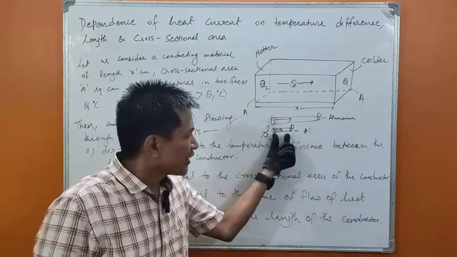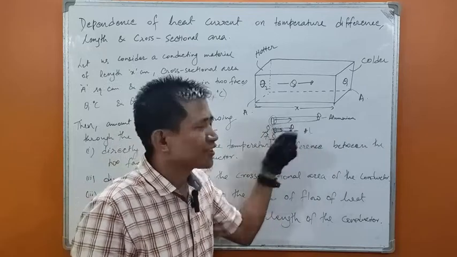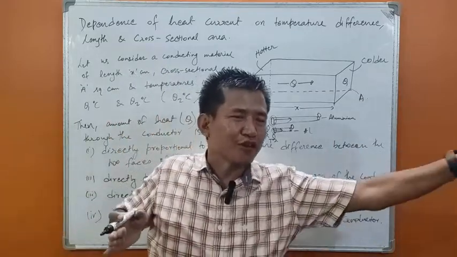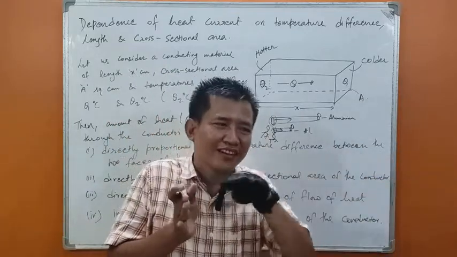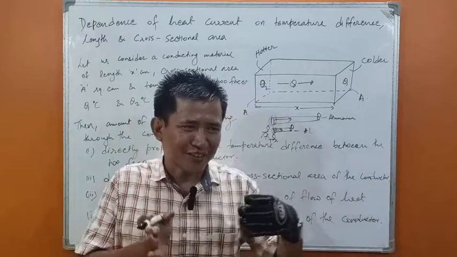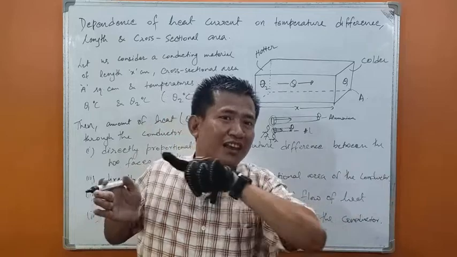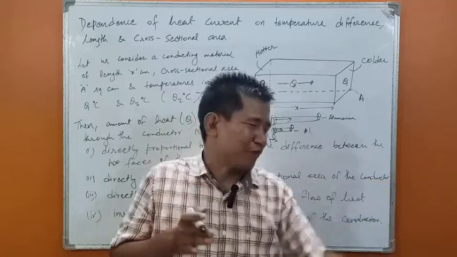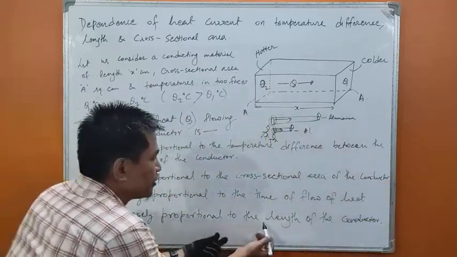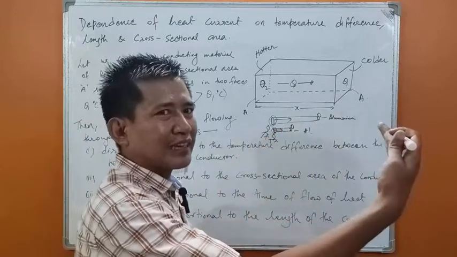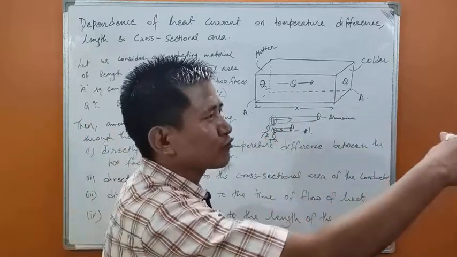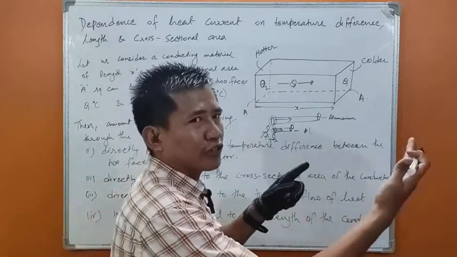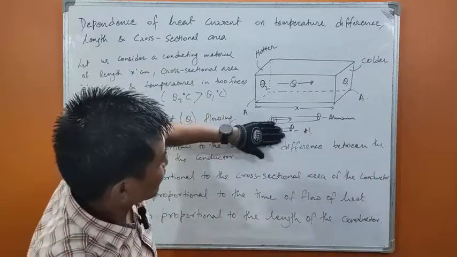So, the lesser the length, the more heat will flow. The longer the length, the less heat will flow. Are you getting me? The more the length of the conductor, the lesser the amount of heat will flow. The less the length of the conductor, the more heat will flow. That is inversely proportional to the length of the conductor. When you increase the length of the conductor, the amount of heat flowing through the conductor decreases. When you decrease the length, the amount of heat flowing increases. Okay, I hope you got this.